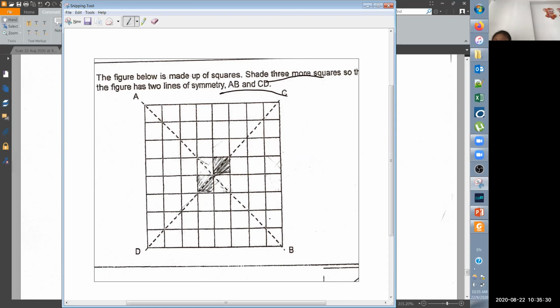1 line of symmetry is still possible. 3 more squares and then 2 lines of symmetry, then it's a bit hard. Or rather, it's not possible. Okay, not possible. 没关系，这题。Okay, next.